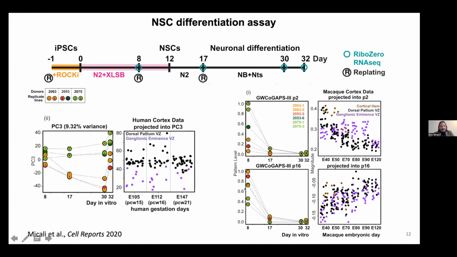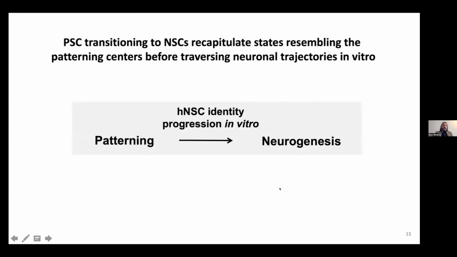The ventral bias lines express genes of the anteroventral domain, anteroventral telencephalic regions, which were FGF8 and DLK1. So here we conclude that pluripotent stem cells transition to neural stem cells and recapitulate states resembling the pattern centers before traversing the neural trajectory in vitro.